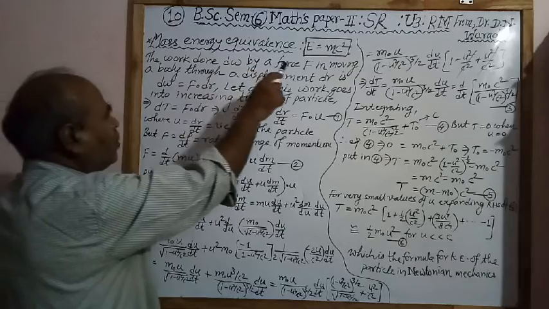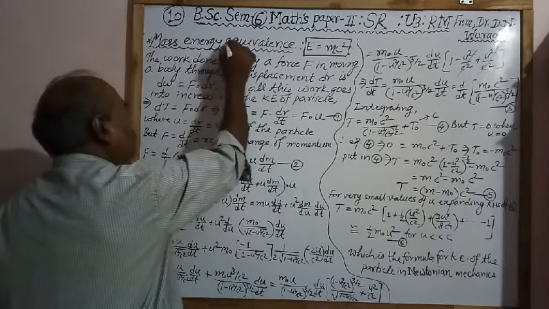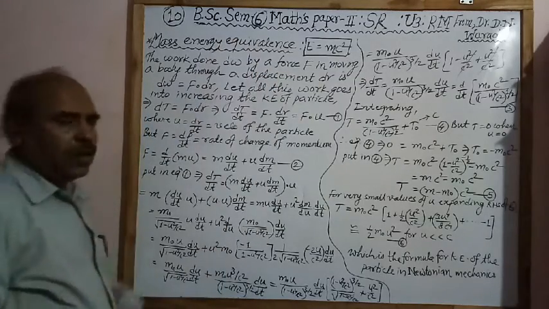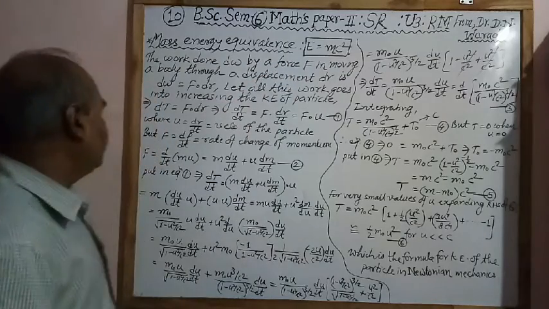All of you welcome in the next period. What is the mass energy equivalence, which is given by E equal to mc square? What is the derivation of this E equal to mc square?